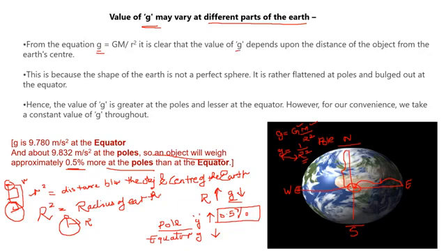We know that the value of g depends upon the distance of the object from the earth's center. Why are we talking so much about the distance? Because the shape of the earth is not a complete sphere. It is just like an orange, flattened at two ends, that is north and south, and bulged out at the equator. Hence, the value of g is greater at the pole and lesser at the equator. However, for our convenience, we take a constant value of g throughout.